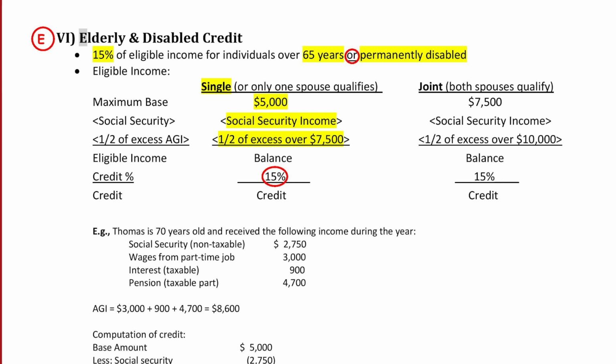If it is a highlight joint return where both spouses qualify, the maximum base is increased to highlight $7,500 less social security income less half of excess AGI over highlight $10,000. The balance again is eligible income. Multiply that by 15% to get to the amount of elderly and disabled credit.